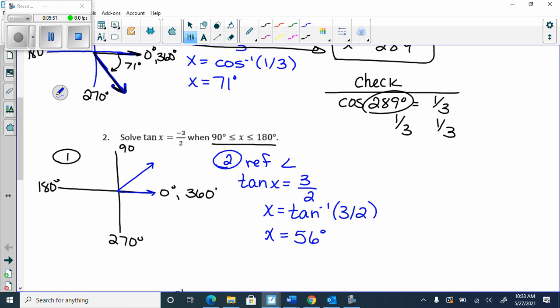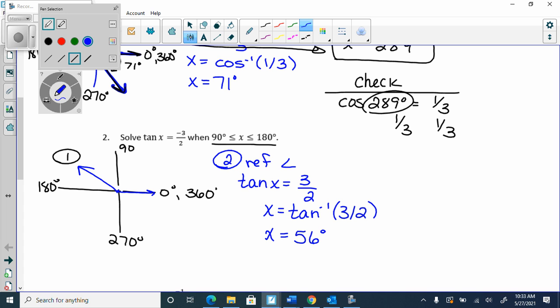Yeah. Wouldn't it be in like quadrant 2? What? 0 to 90 is not 90 to 180? Yeah. Oh, how do I undo that without wrecking it? There we go. Yeah, it's totally not right. Okay, so that's our reference angle. So this here is 56, right?